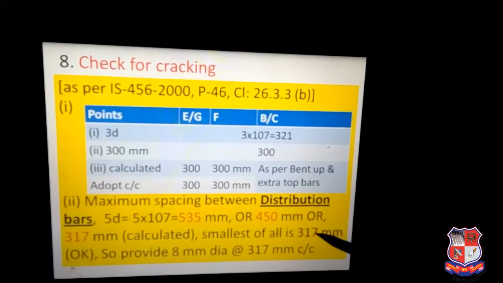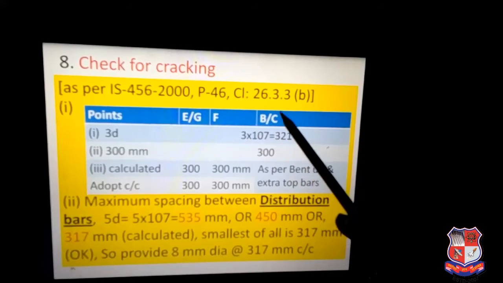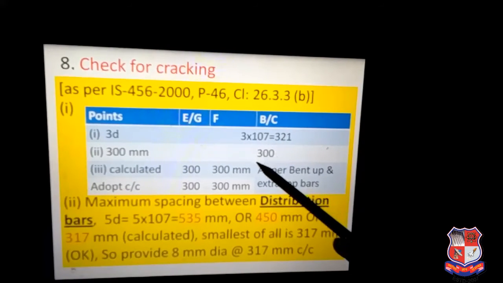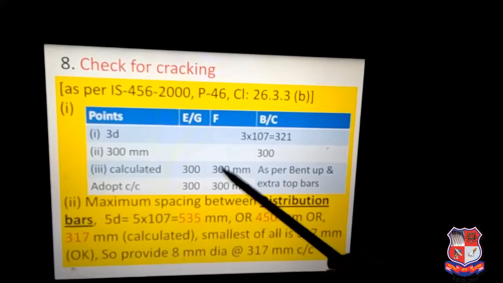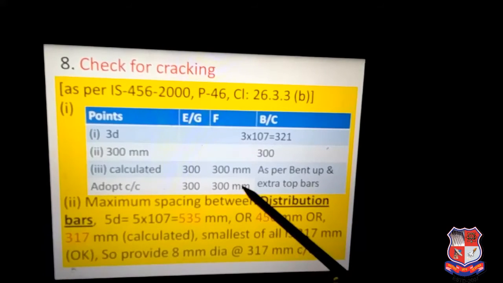Now the check for cracking is important to check the spacing what we have calculated. According to IS 456:2000 page 46 clause 26.3.3(b), the maximum spacing should be 3D, 3 times D 321, then 300 millimeter, and again we have calculated here it should be 300 for all points. So the 300 millimeter spacing is recommended for all the points, but for distribution steel it should be maximum 5 times D, then 535 millimeter or 450 millimeter or calculated 317 millimeter. So the smallest of these is 317 millimeters, so we will provide 8 mm dia bar at the rate of 317 mm center to center for distribution steel.